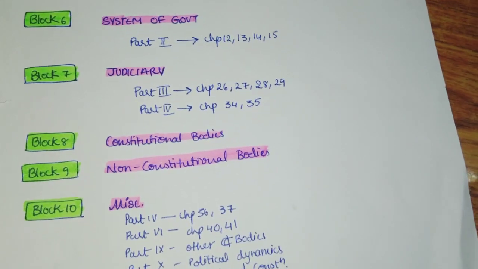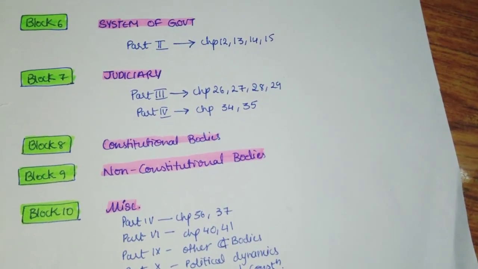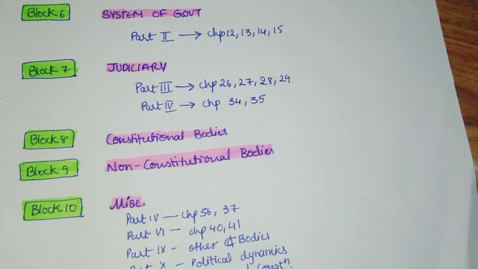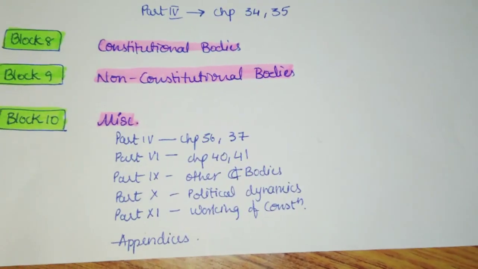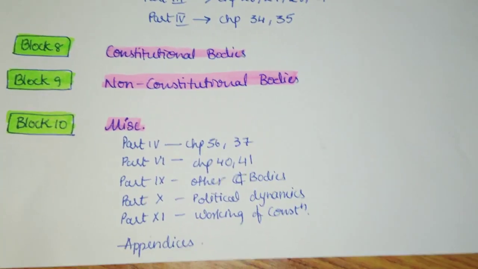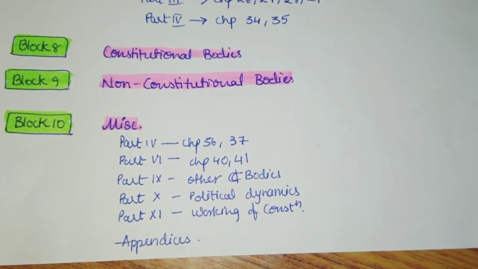So non-constitutional bodies, you have NHRC, SHRC, right? Similarly, you can read them and make notes of it, tables, columns, etc. And then block 10. So in block 10 we have so many things, but these are of less importance. That's why I have categorized them in block 10.